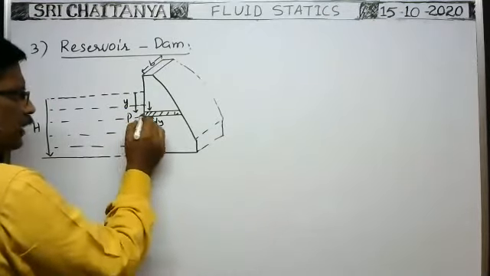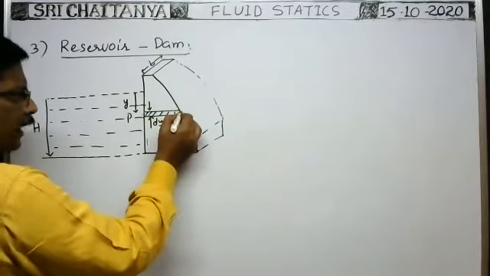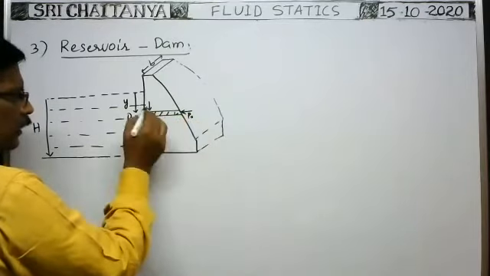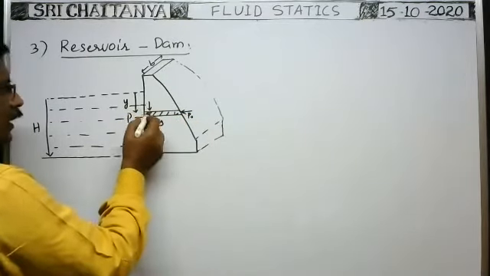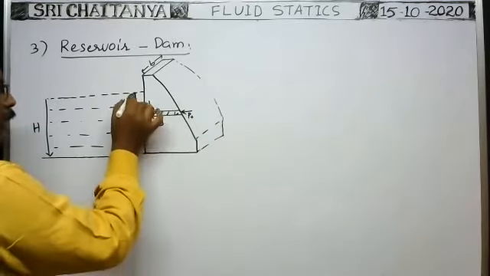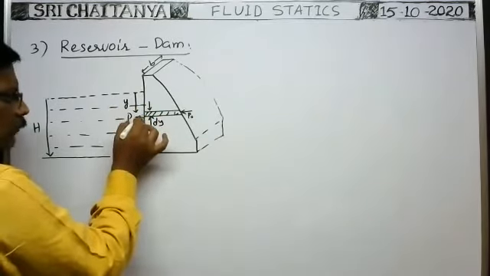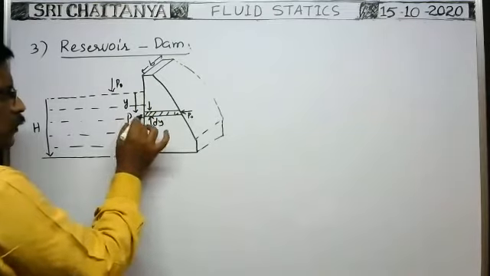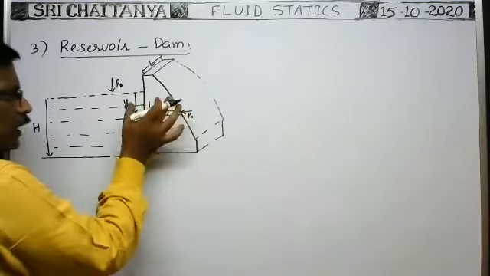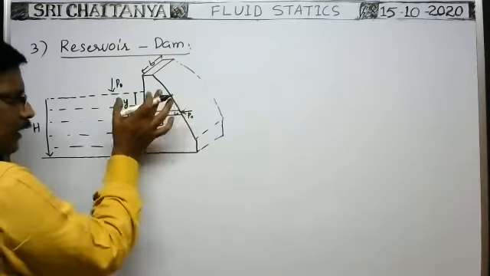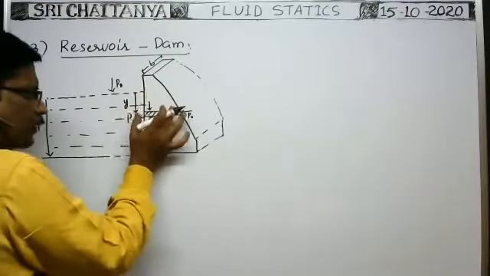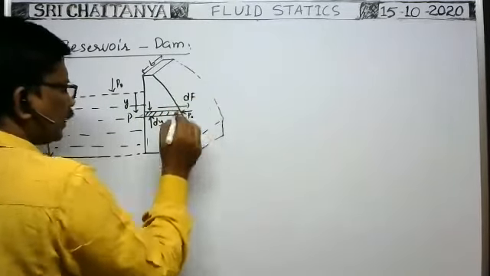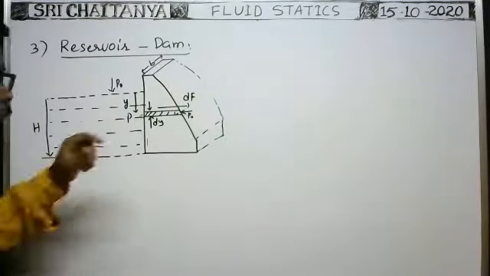Actually, pressure at this point is there, pressure at this point is also there. At this point, only force due to atmosphere pressure acts in this direction. Due to atmosphere pressure, here pressure is P. No doubt, at this point, pressure means pressure due to this depth of the water and atmosphere pressure both act. So at this point pressure is more, at this point pressure is less. Due to this pressure difference across this element, some force acts on this element of the dam in this direction. That force is dF.